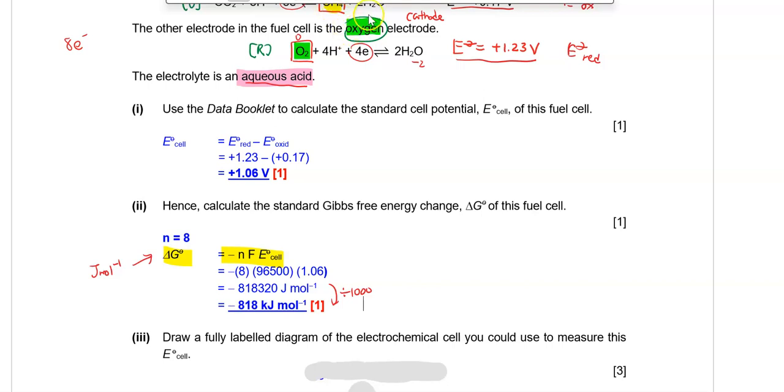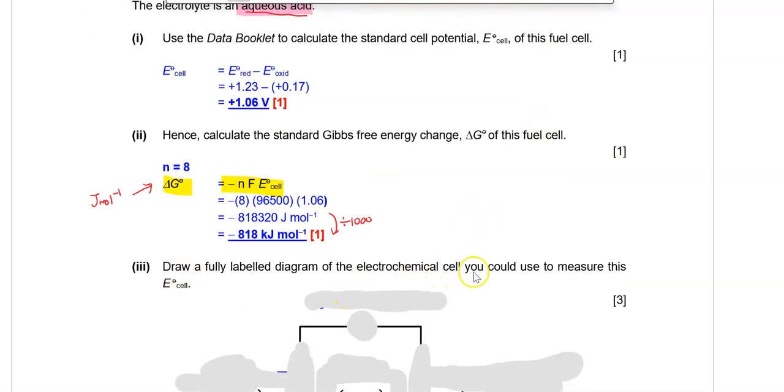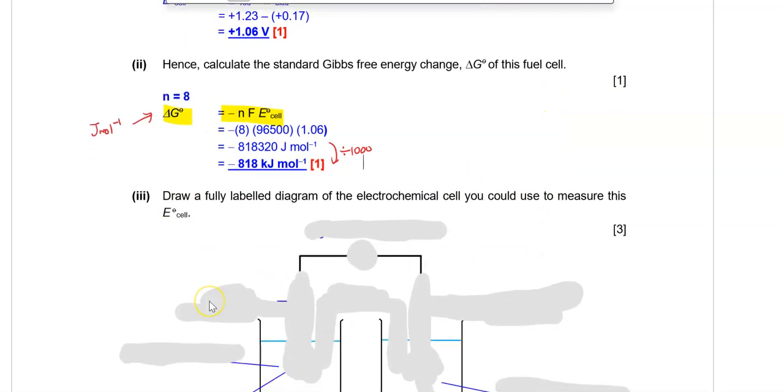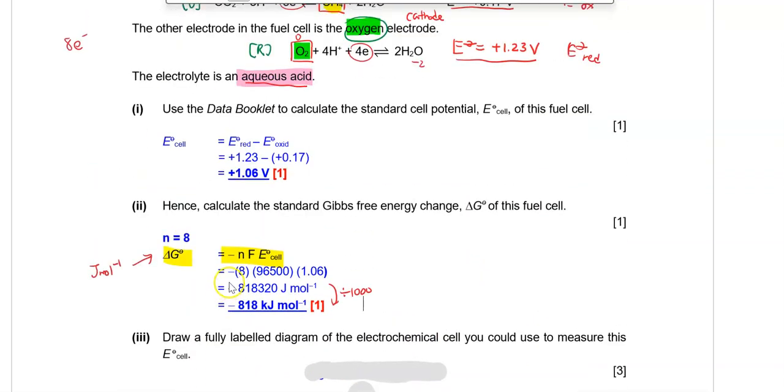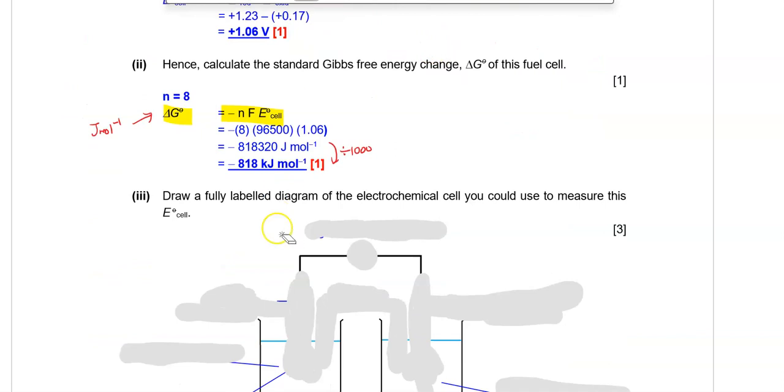Okay, moving on. We are supposed to draw a fully labeled diagram of an electrochemical cell we could use to measure this E naught cell. Basically this E naught cell consists of two half cells. One is the methane CO2 half cell. So it's important for us to know what this half cell is. This half cell involves CO2 gas, H+ aqueous, CH4 gas, methane is a gas, and water is a liquid. So you can see we have a gas ion half cell. As a result, for this half cell, we will need an inert electrode called the platinum electrode.